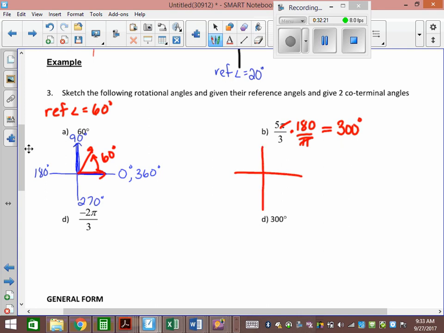So 300 is going to be around, and then 30 more than 270. What's my reference angle? 60.